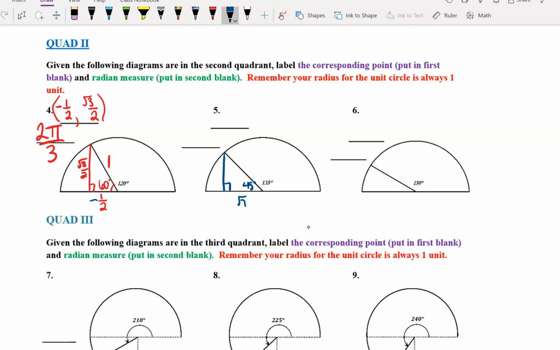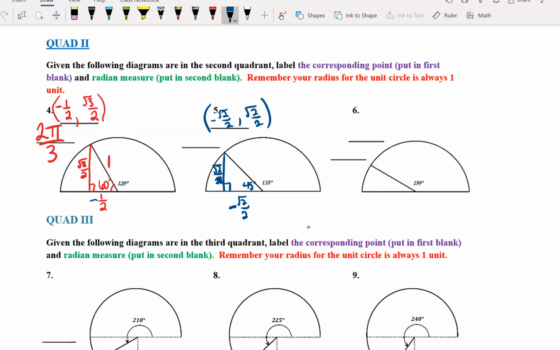This should be root 2 over 2 and root 2 over 2 anytime we have 45-degree angles. But since this is going to the left, it's going to be negative. So my coordinate point is going to be negative root 2 over 2, comma, positive root 2 over 2. The y values in that second quadrant will still be positive because it's still going upward.